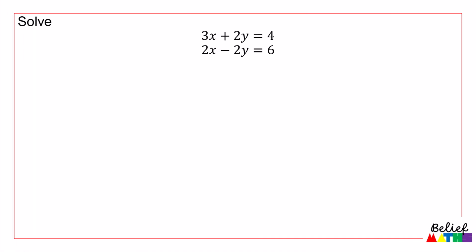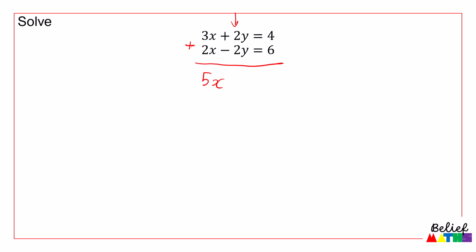Our second question, very similar to the first one, has matching terms in the middle. However, in this case, one of them is a positive and one of them is a negative. That just makes a very simple change there. So again, we're looking at our y values. Because we're subtracting those, to make these into 0, we're going to do 2y take away 2y. So what we're actually doing with these two lines is we're adding them together. So then we'll do 3x plus 2x is 5x.